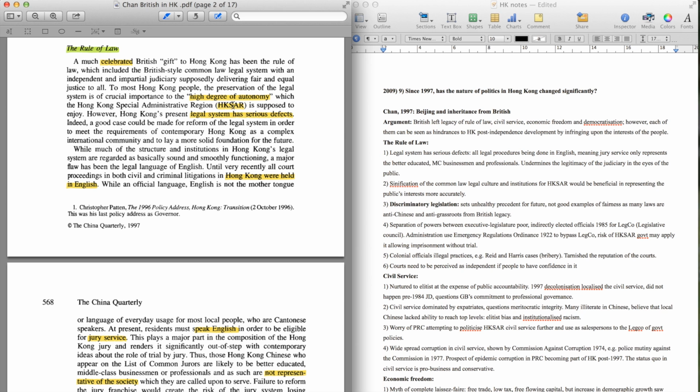Okay, that's important for me to know because that's probably going to be referred to a lot throughout the rest of this article, so I need to know what this acronym means. Oh, actually, it turns out the legal system has serious defects. Okay, Hong Kong were held in English. Okay, so there's some sort of language barrier.